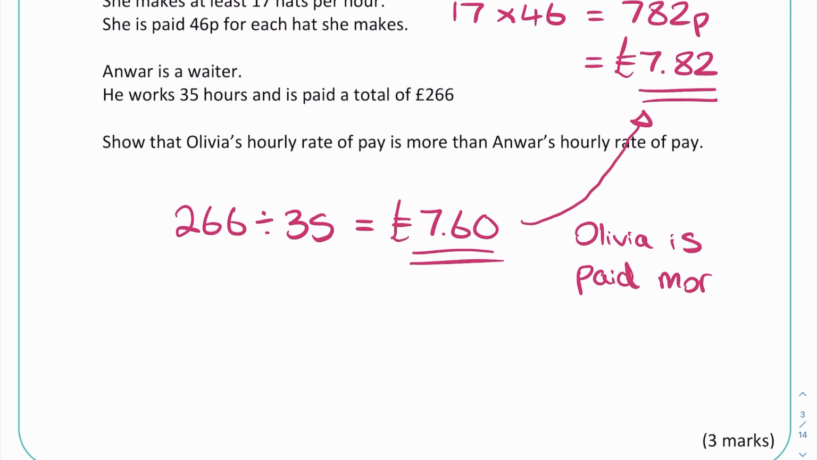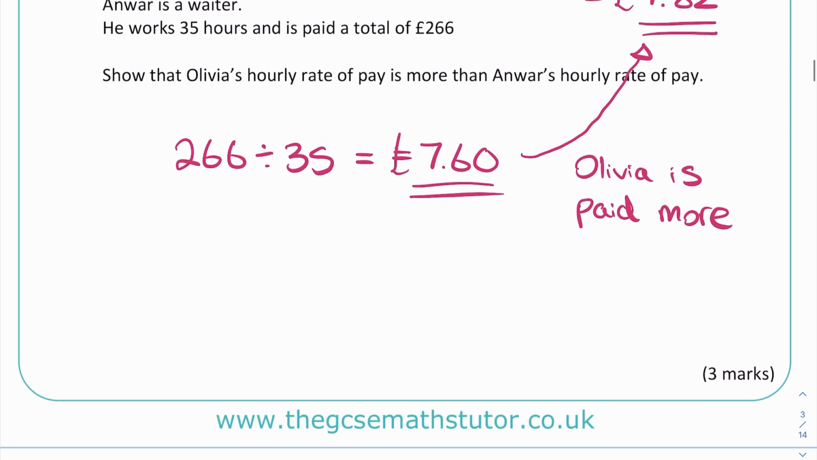I don't need to write there how much more that she's paid. Of course, it's fine for you to do that, but if you are going to do that, just make sure you get it right. So £7.82, take away £7.60, do that on your calculator. The last thing you want to do at this point is write that, say, Olivia's paid 12 pence more, because she's not paid 12 pence more, she's paid 22 pence more. So we don't want to lose a mark by writing an incorrect conclusion, but it doesn't ask us. It doesn't say show how much more Olivia's paid, it just says show that she's paid more. So there we go, Olivia is paid more. And there we go, we get full marks for that.